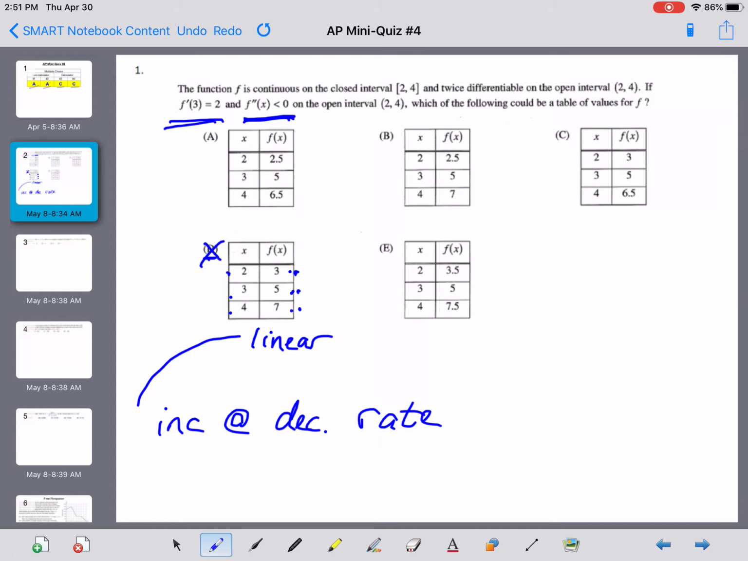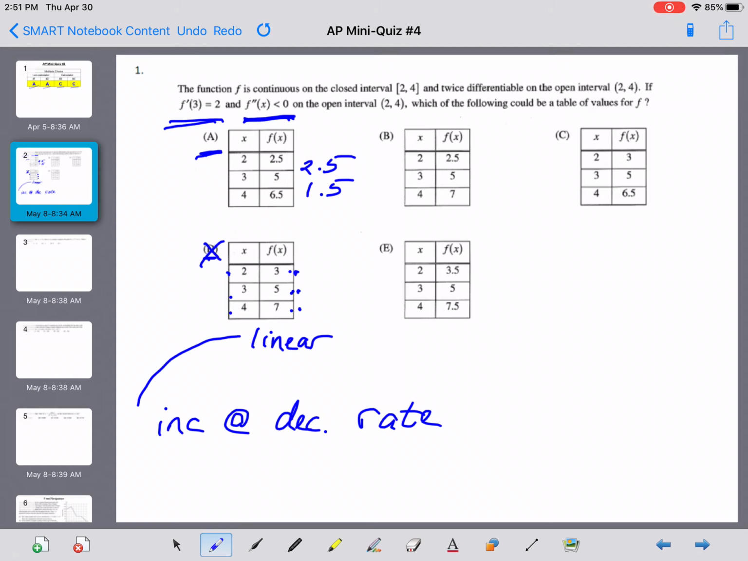Okay, let's take a look at some of the other ones then and see if we can't figure out that same thing, looking at it the same way. As we look at A, our y values jump from 2.5 to 5, so that's an increase of 2.5, and then an increase of 1.5 after that. So we see that the function is increasing, but it's losing steam. A could definitely be a possibility for the answer here.